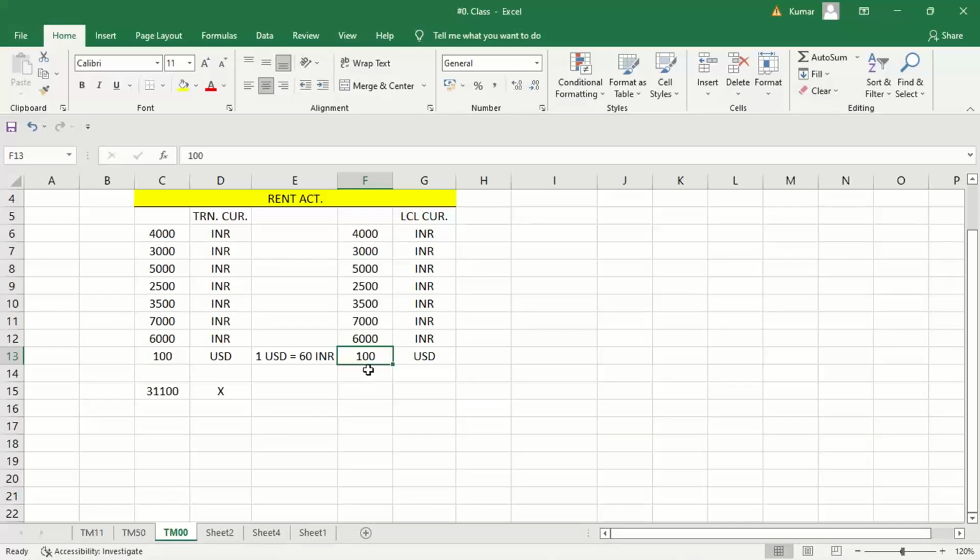At which rate is it going to be converted, guys? 1 USD equals 60. So how much am I supposed to keep here? Tell me quickly, guys. 6,000. Yeah, simple. Hope it is clear, guys. It's just a mathematical calculation, nothing else. No finance, no accounts, nothing.